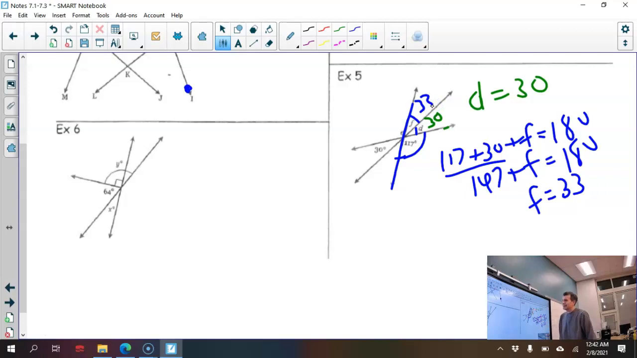All right, I think you get the idea. Actually, example 6 is very similar to example 5. I think you're good. I think you can do the homework.